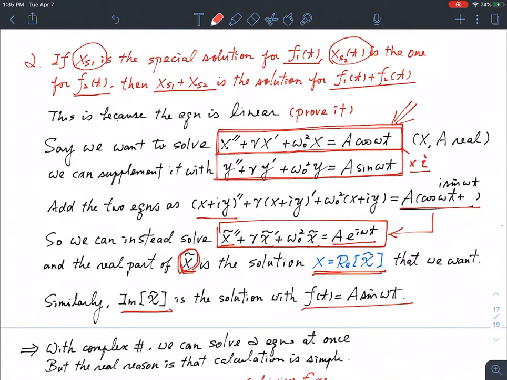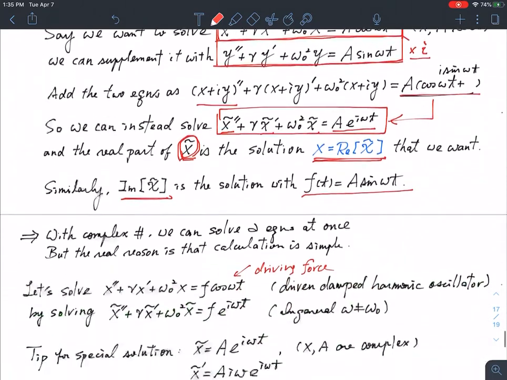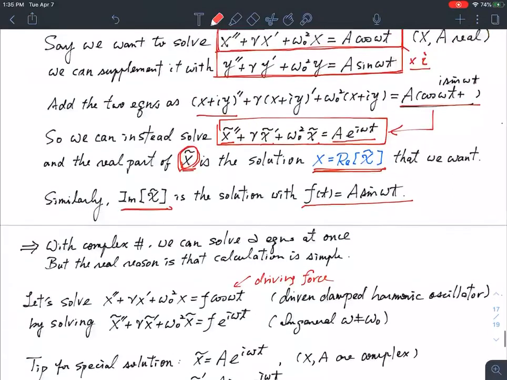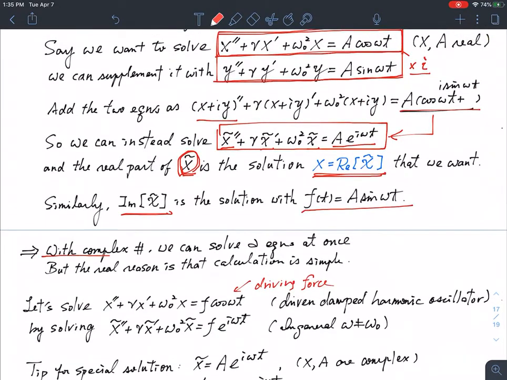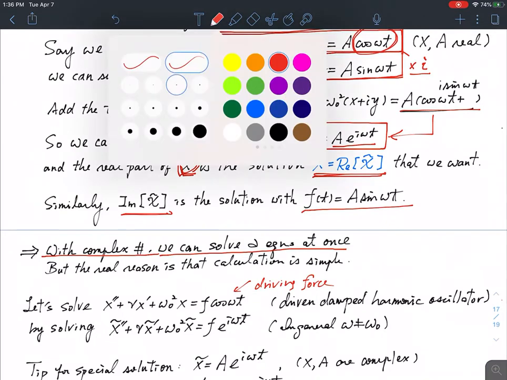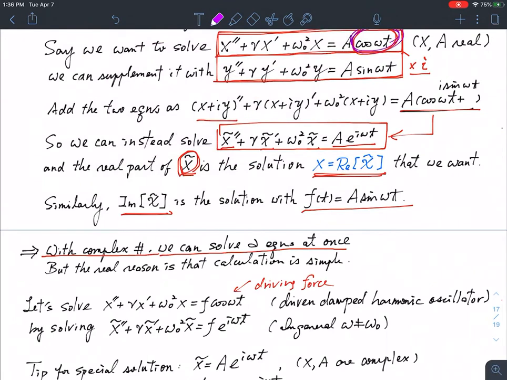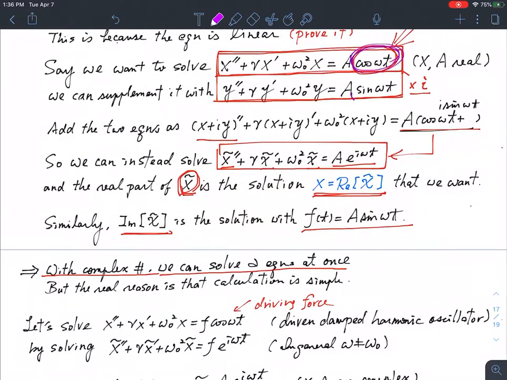So what's the point of going to the complex plane, complex numbers, and coming back to take the real part? Why don't we just stick to the real numbers? Yeah, two reasons. One is that when we go to complex numbers, we can essentially solve two equations at once. We not only know the response when the driving force is cosine omega t, we also know the response of the system when the driving force is sine omega t.